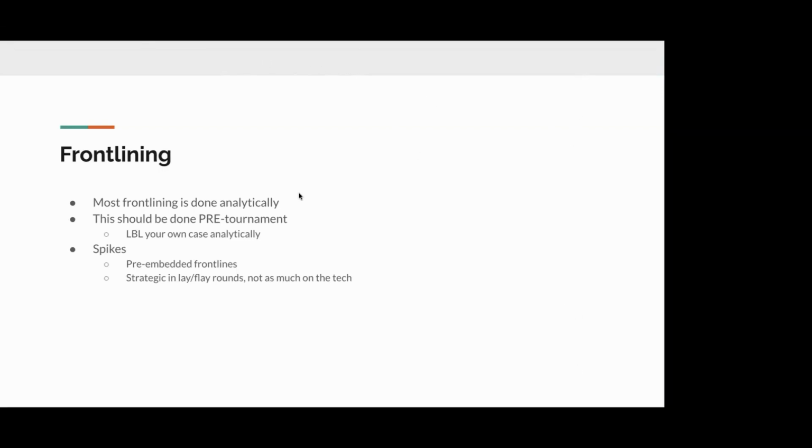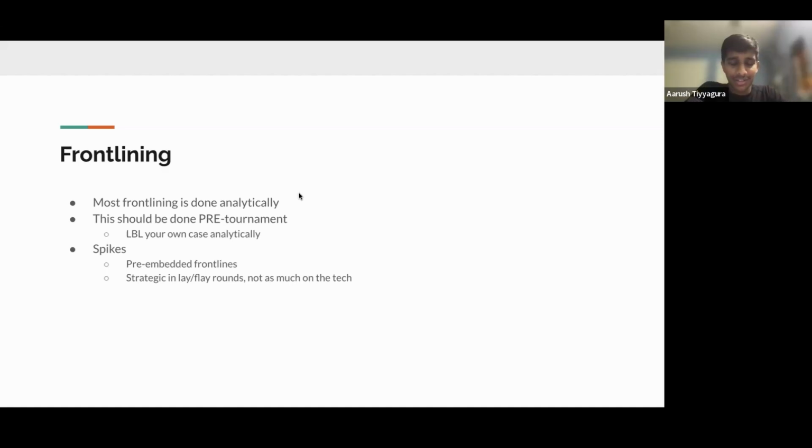Just to make sure I'm getting the concept of analytics right. Analytics are responses that you make that don't have cards, but could they be pre-written? Let's say I pre-write a response like a frontline, but it doesn't have cards. Is that considered an analytic? Yes. Basically, anything that isn't carded is considered an analytic.